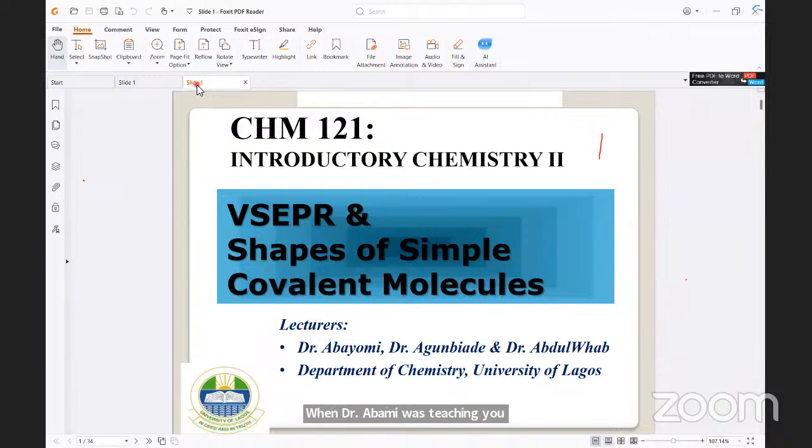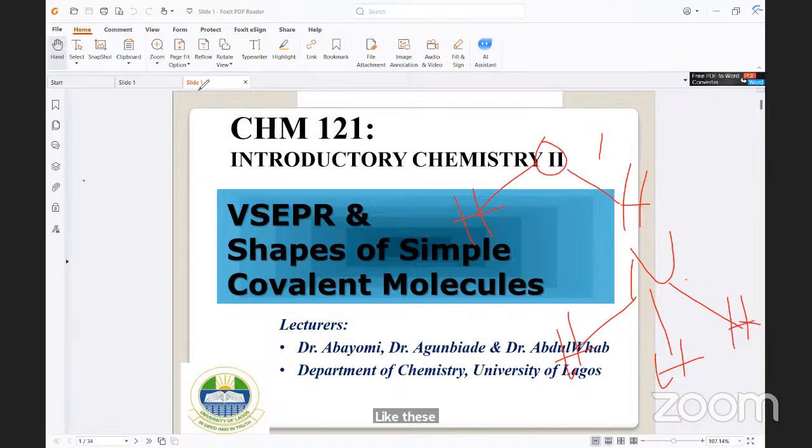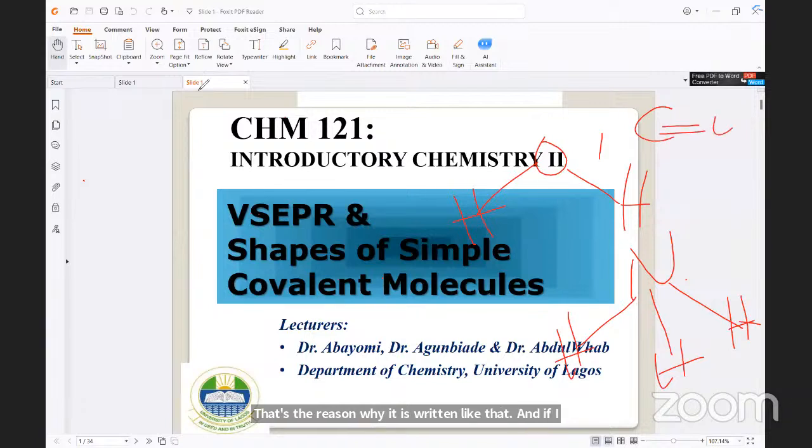When Dr. Abayami was teaching you covalent bonds, one of the properties of covalent bonds that he must have mentioned to you, which is correct, is that covalent bonds are directional. Now, if I want to write the structure of water, I will write it like this. There is a reason why it is written like that. If I want to write ammonia, I will write it like this. There is a reason why it is written like that. And if I want to write carbon dioxide, I will write it like this.